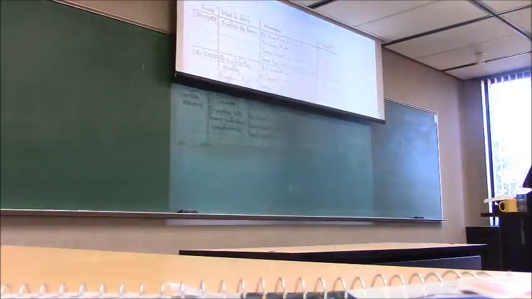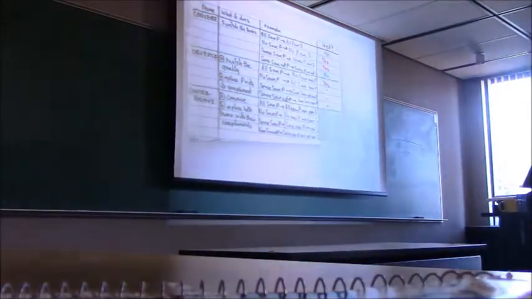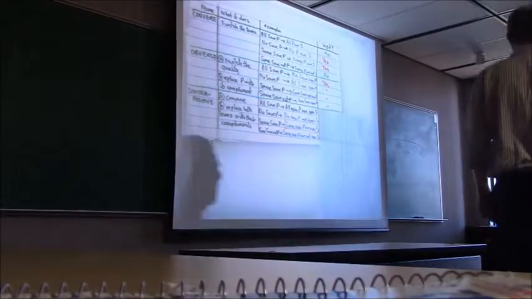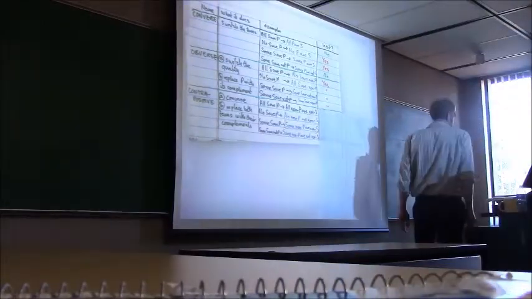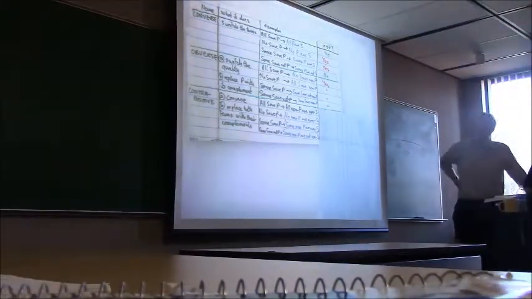Okay, so we've learned about categorical propositions. We've learned there are 4 types of categorical propositions: A, E, I, and O. Universal, particular, affirmative, negative.